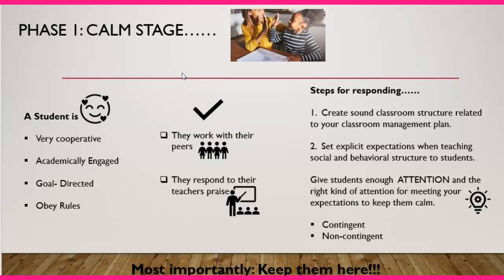The steps for responding in the calm stage are to create a sound classroom structure related to your classroom management plan. Set explicit expectations when teaching social and behavioral structure to students. Give students enough attention and the right kind of attention for meeting your expectations to keep them calm, including contingent and non-contingent attention.